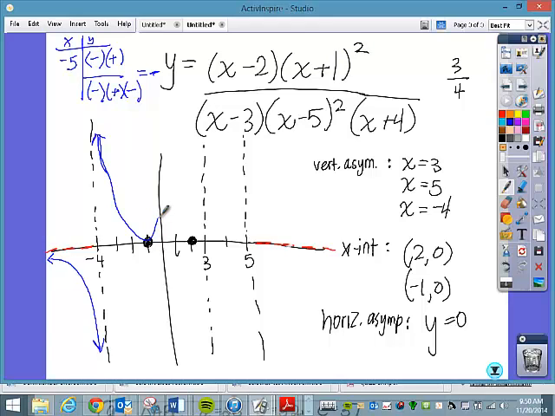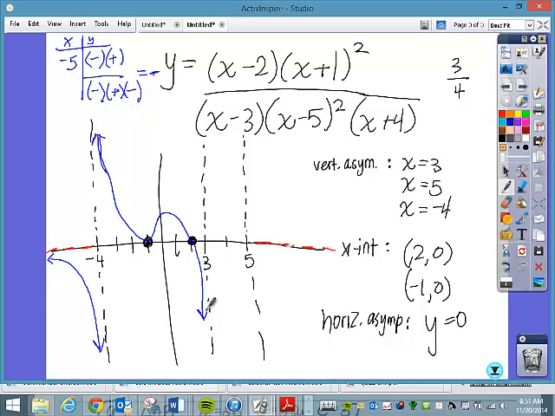Then I'm going to come down and connect to my other 0 at 2. So I need to go check the degree of that 0, which I see up here is 1. That makes it odd, so that means I'm just going to cut through it, and then go down towards that vertical asymptote.